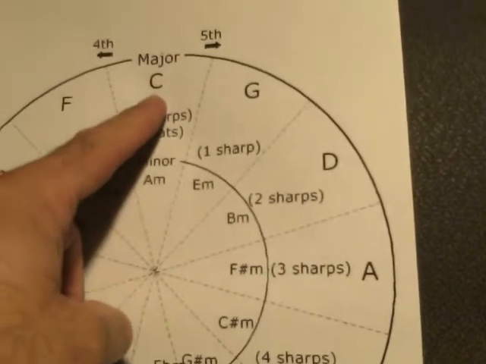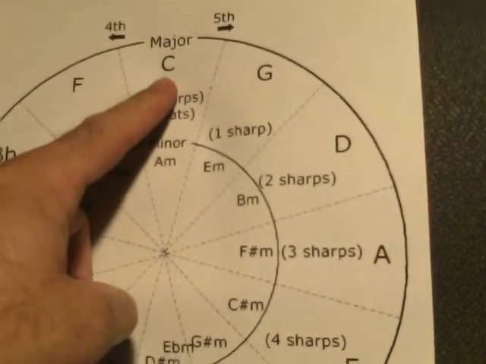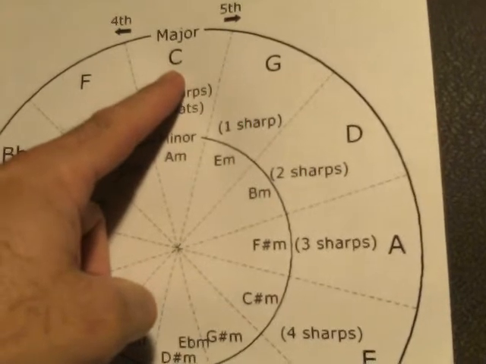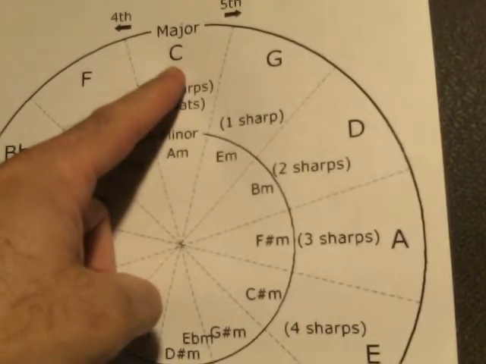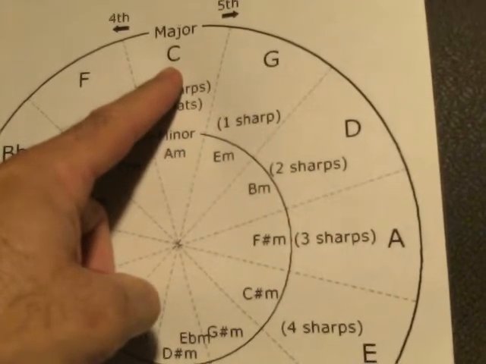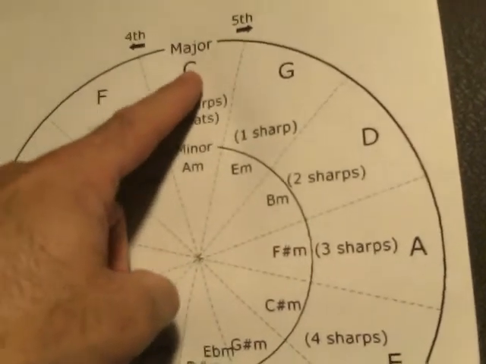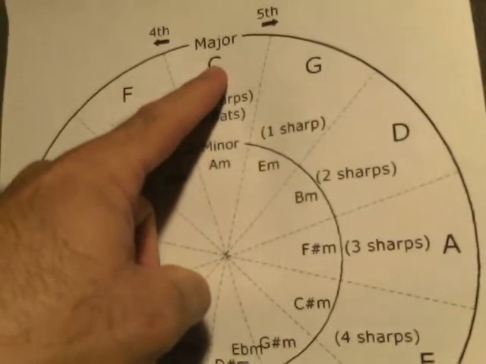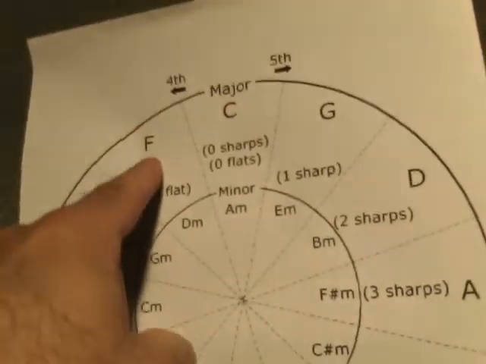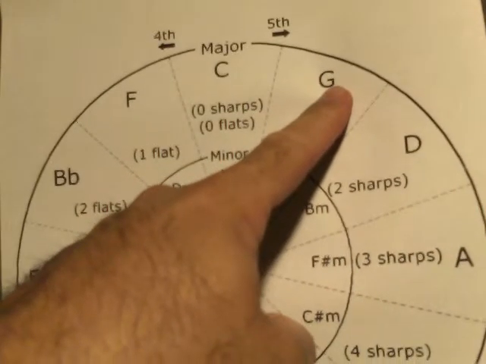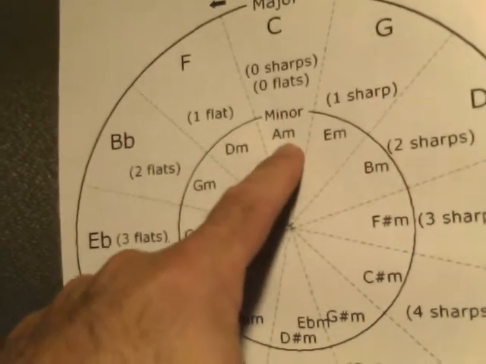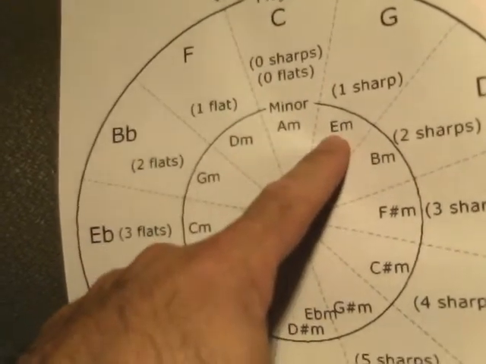Let's say that we're dealing in the key of C. Your major chords in the key of C that you are going to use 95% of the time are going to be in the segments to the left and the right of you. So if you're in the key of C, 95% of the chords that you're going to use for majors are going to be C, F, and G. Really simple. And your minors are going to be A minor, D minor, and E minor.